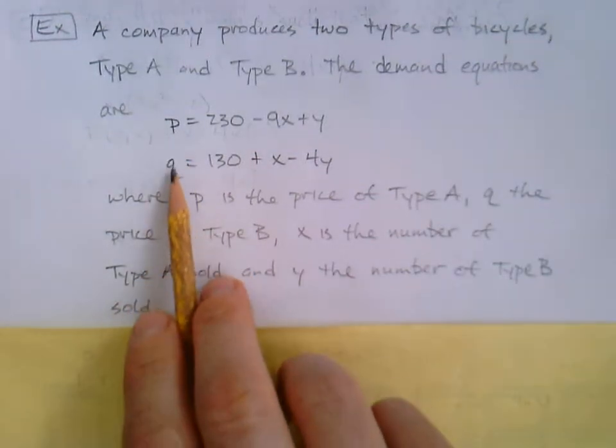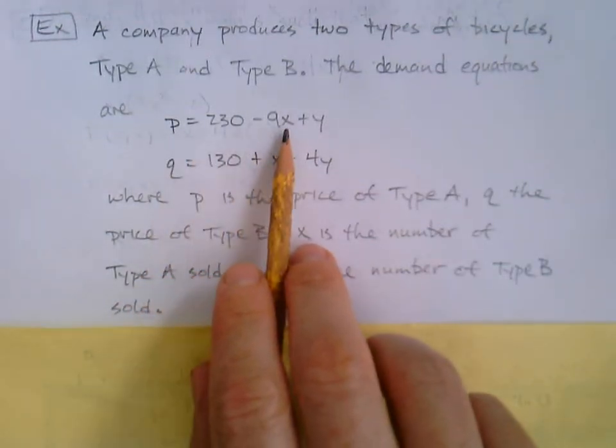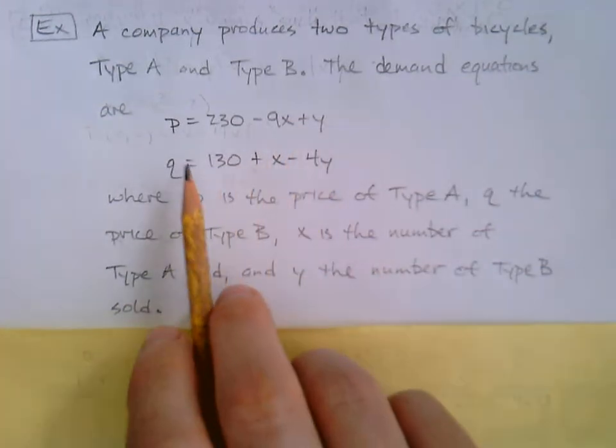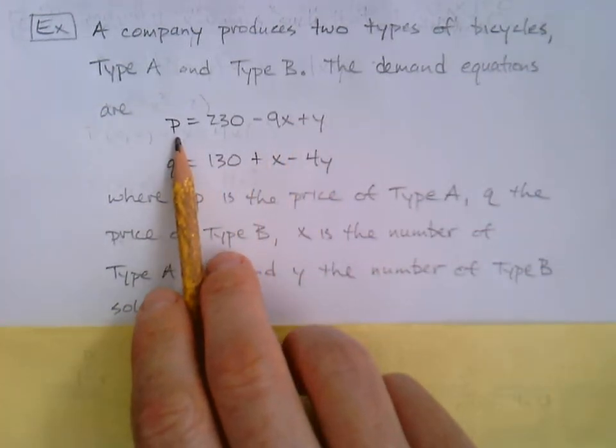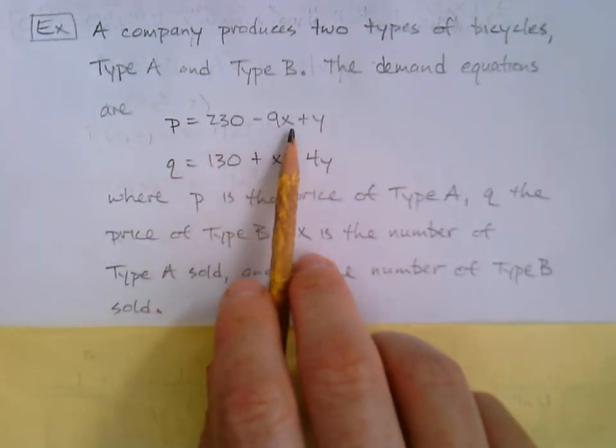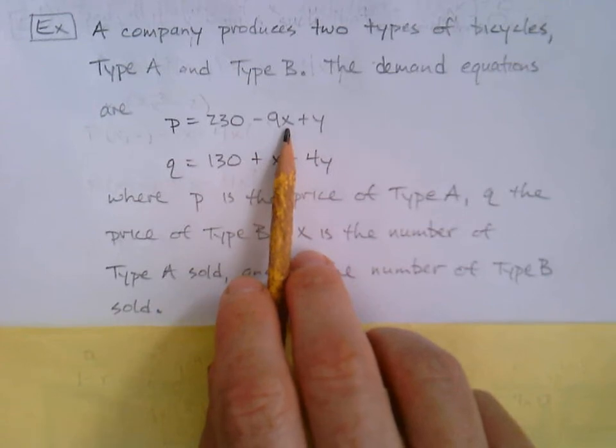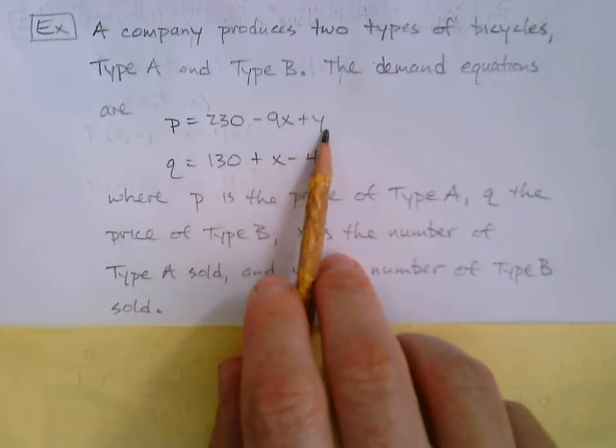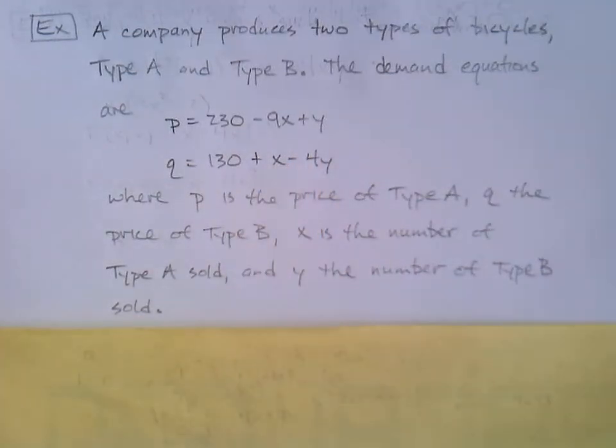So the price of each is connected to both sales, right? So how I determine the price for type A not only depends on how many of type A I sell, but it also depends a little bit on how many of type B I sell, because maybe if I sell more of B, that means I should lower the price on A, or perhaps even if I sell more of B, I should raise the price of type A. You know, somehow these are connected. We don't have to know all the details.